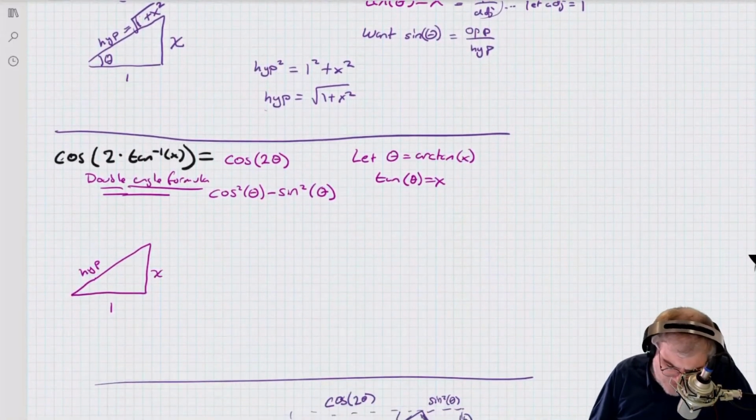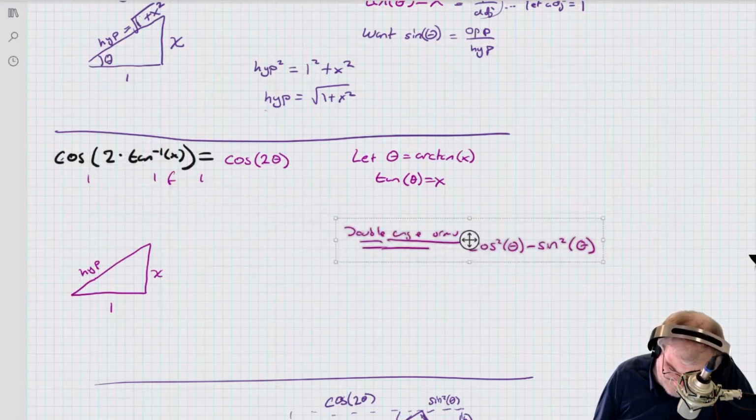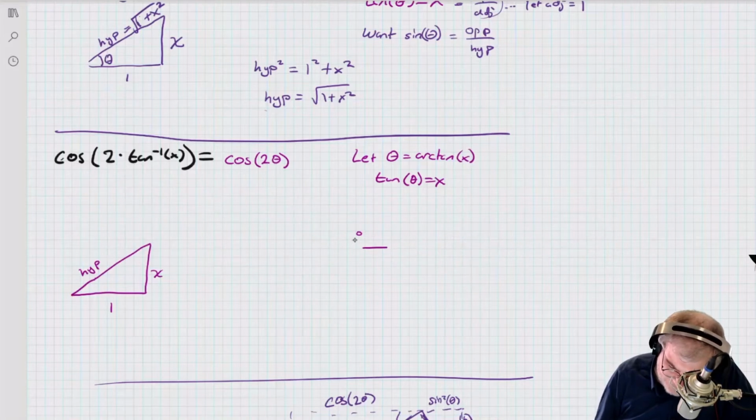This one's a little bit more tricky. Here I've got a 2 in the thing. So what I'm going to wind up with is I'm going to let this bit be theta. Let's move this over to the side here for a moment. Let's just erase it. So theta now equals the arctan of x. So I'm going to let this bit here be theta.